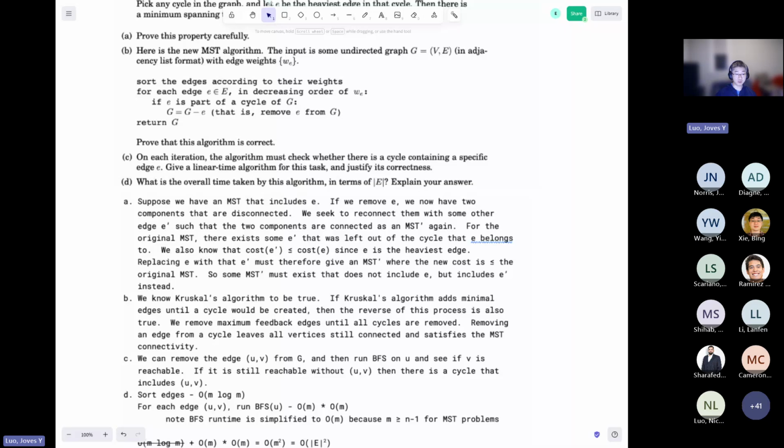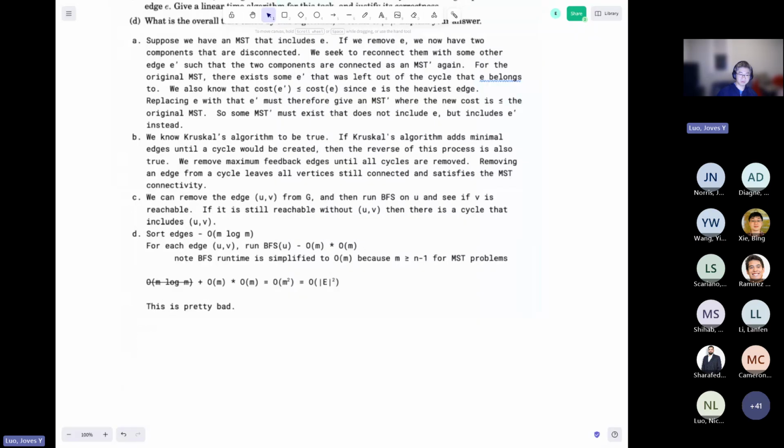So doing this, the BFS is O(V plus E). What is the overall runtime of this algorithm in terms of E? Explain the answer. By sorting the edges, it's O(E log E). Then for each edge, run BFS.